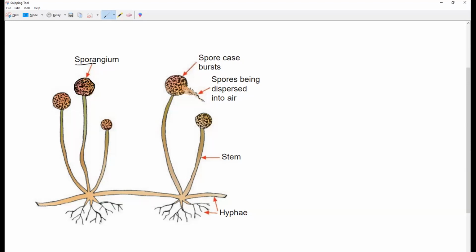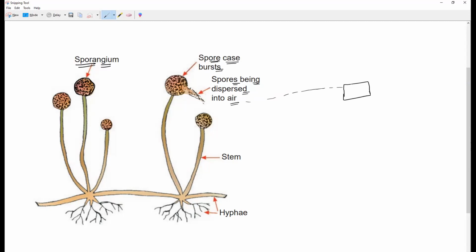So that is what we used to call as sporangium. Now when it bursts, whenever the spores get suitable, favorable conditions, the spore case will burst and all the spores will spread. You can see the spores being dispersed into the air and they will start flying. Again, they will be finding favorable conditions.